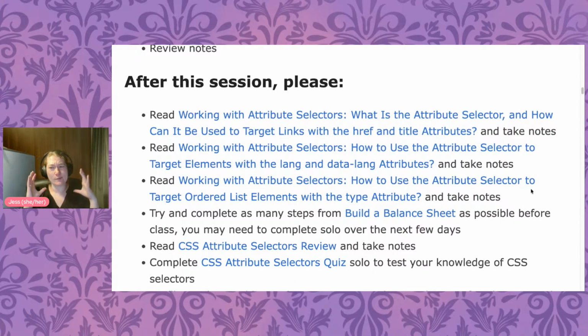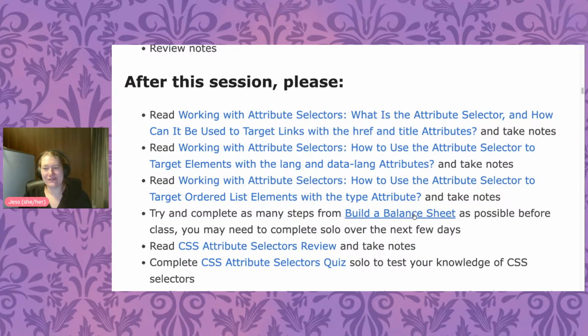But before tomorrow, please, we've got another lightly cursed one where we do have some more theory. We're going to talk about attribute selectors and how they can be used to target links and title attributes. Mel, you've been experimenting with links and having a silly little time. You might find these really useful. We're also going to target elements with the lang and data-lang attributes. So we've got some more theory.